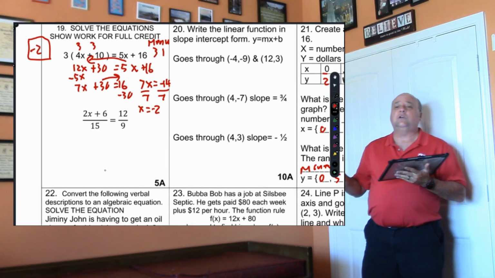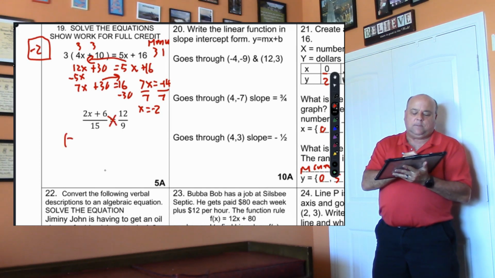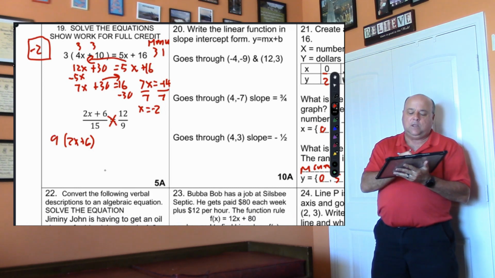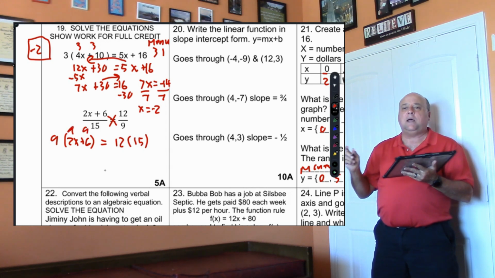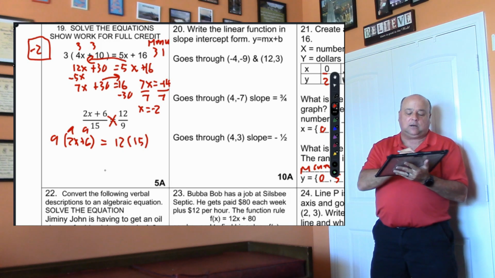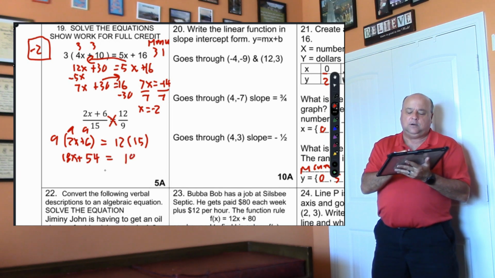Continuing on, this is a proportion. When you have a proportion, you're going to cross multiply. So I'm going to take the 2x plus 6 and multiply all that by 9. Then I'm going to take the 12 and multiply that by 15. So I got to do some multiplying. If you can't do this, use the calculator. 9 times 2 is 18x. 9 times 6 is 54. 12 times 15 is 180.